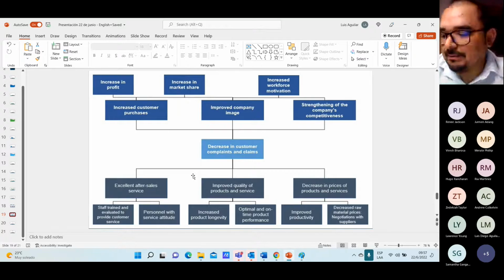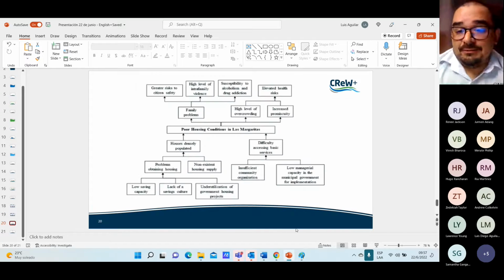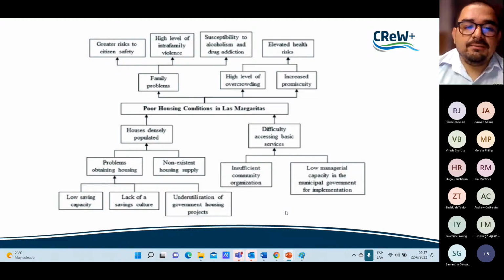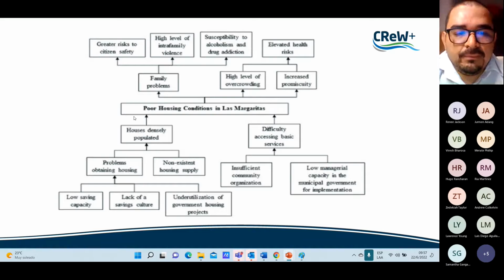Okay, let's move to our second example. Remembering Las Margaritas that we discussed last week, the main problem that they designed was poor housing conditions in Las Margaritas. The causes were houses densely populated and also difficulty accessing basic services. The indirect causes were problems obtaining housing, non-existent housing supply, insufficient community organization, and lower managerial capacity in the municipal government for implementation. Also, the causes of the indirect cause were low saving capacity, lack of saving culture, underutilization of government housing projects, and this was the cause three.